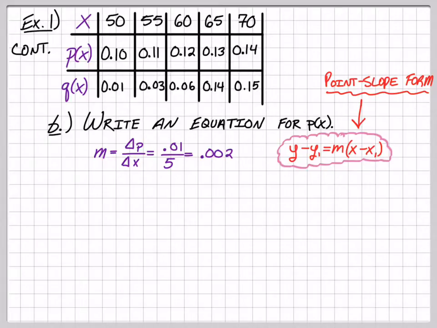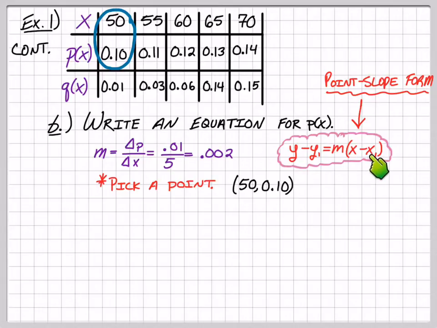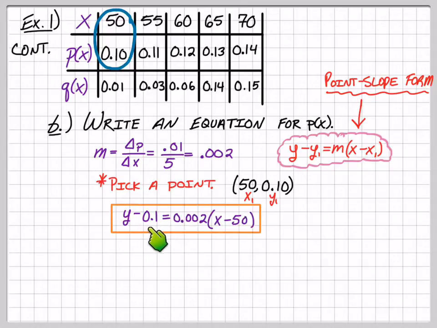So for x1, y1, you just need to pick a point, any of the points from p of x. Pick your favorite one. I like to pick typically the easiest one and plug it in for the x and y here. So how about the first one here: 50 comma 0.1. 50 goes in for the x, 0.1 goes in for the y. And remember, I'm talking about the ones with the subscripts. So let's go ahead and do that. y minus 0.1 equals 0.002, and then parentheses x minus 50.